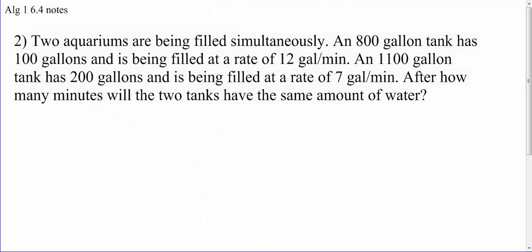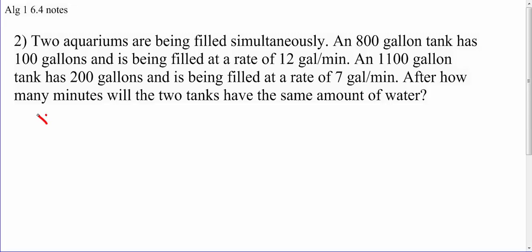All right, on number two, we have a situation with two aquariums being filled. The one tank has 100 gallons of water already in it and is being filled at a rate of 12 gallons per minute. The larger tank already has 200 gallons and it's being filled but at a slower rate. After how many minutes will the two tanks have the same amount of water?